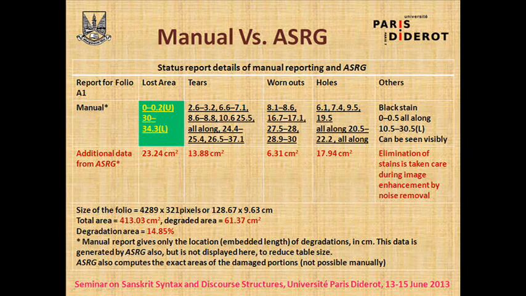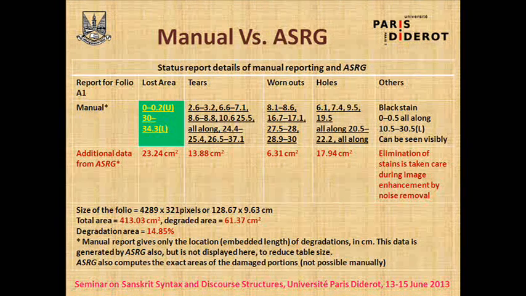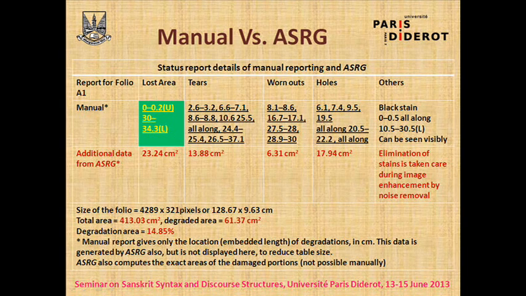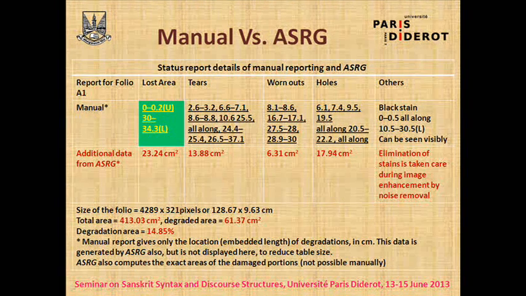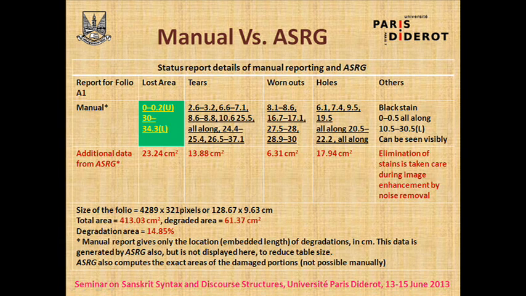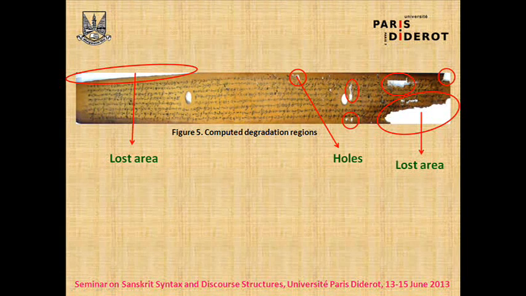Look at the highlighted cell in the table, that is, computations of the lost area. The bracketed entities U and L in the manual report indicate upper and lower respectively along with the length of the damage. It does not mention the width of the damage, which is significant at the lower portion and much less in the upper right corner. ASRG reports the exact damage in these circled areas.